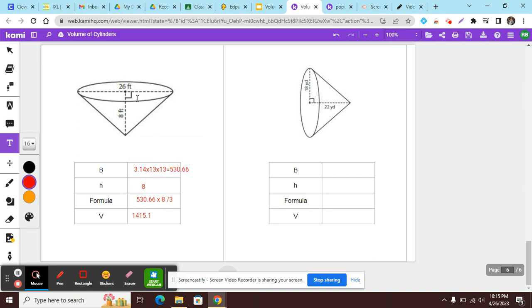530.66. The height of our figure is 8, and so I take the area of the base, which is 530.66, times my height, which is 8, and then I divide it by 3. And remember, we're rounding to the nearest tenths place, so when I get that in my calculator, I end up with 1,415.1. Go ahead and do the next one on your own.